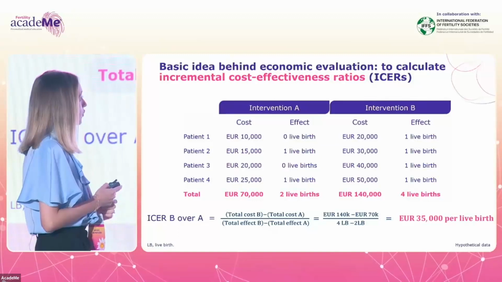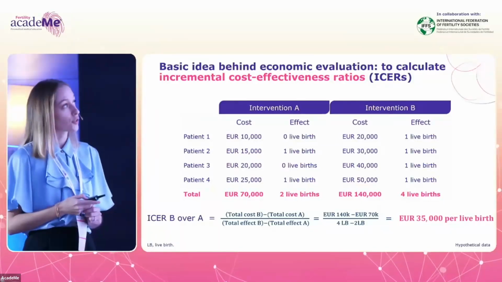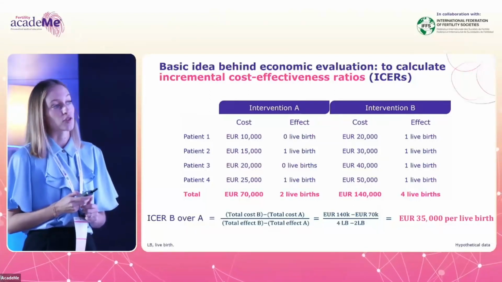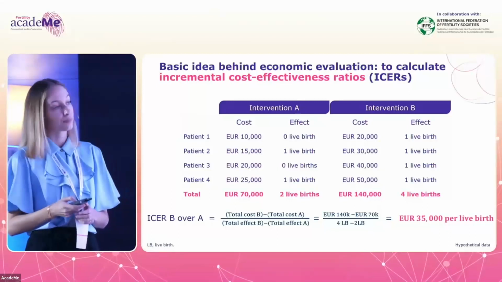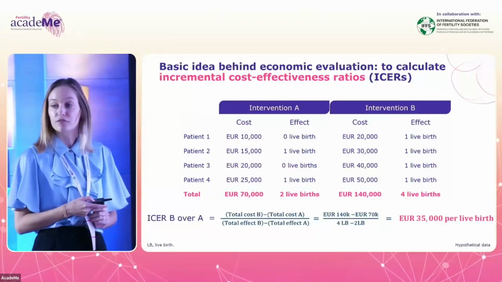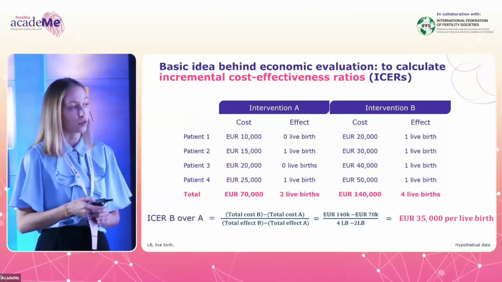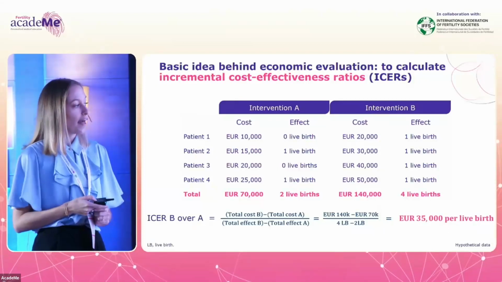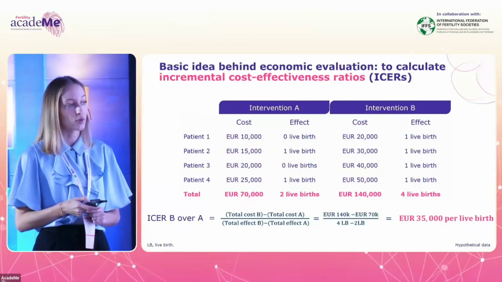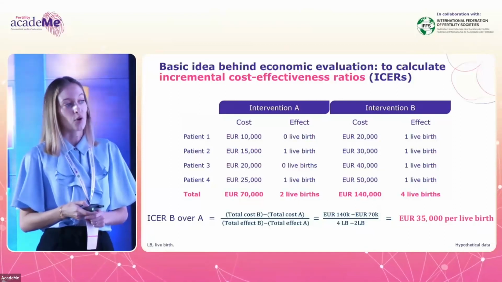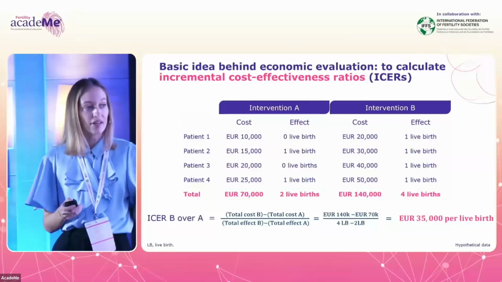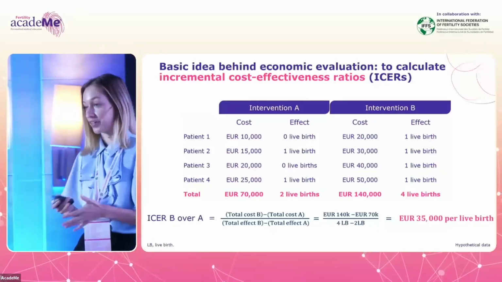The second thing is to calculate a total effect for both interventions. The total effect for intervention A is that 2 live births are obtained, and the total effect for intervention B is that 4 live births are obtained. Then to calculate the ICER, you first calculate a difference in total costs: 140,000 euros minus 70,000 euros. Then you calculate a difference in total effects: 4 live births minus 2 live births. We then obtain an ICER of 35,000 euros per live birth.